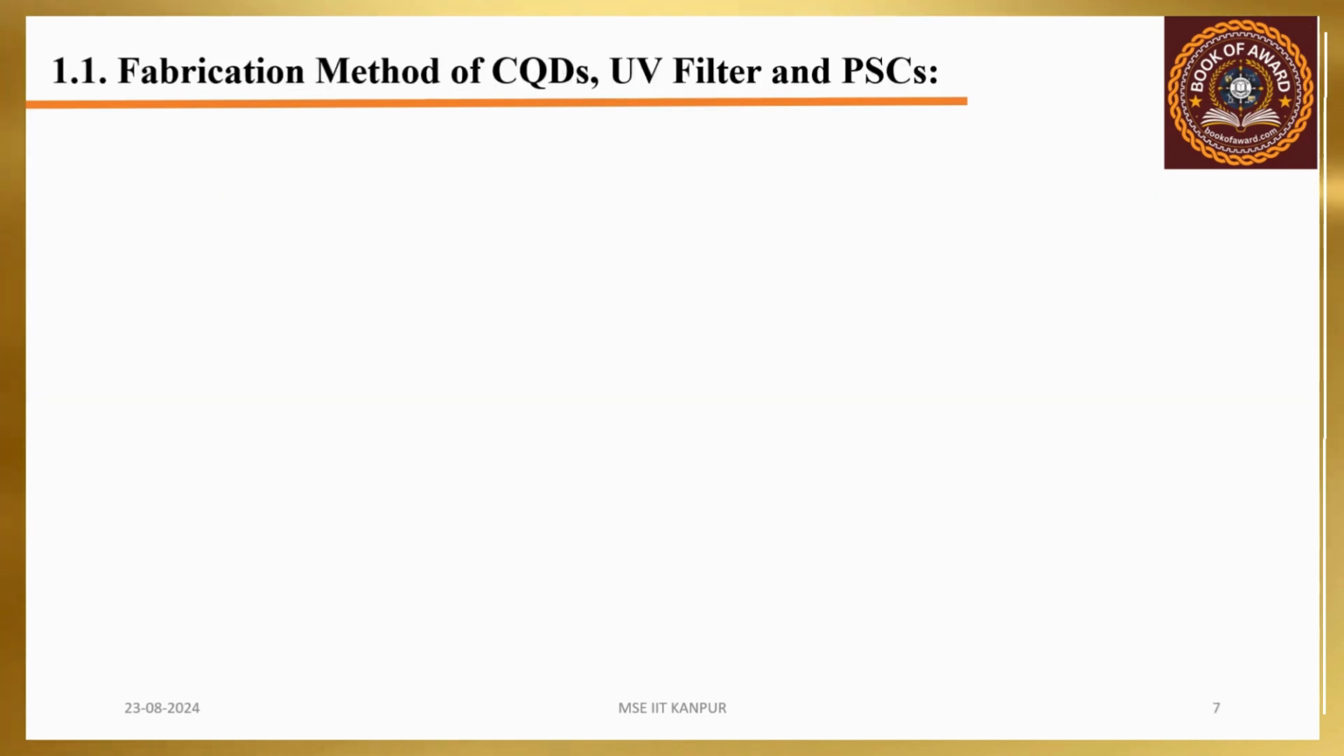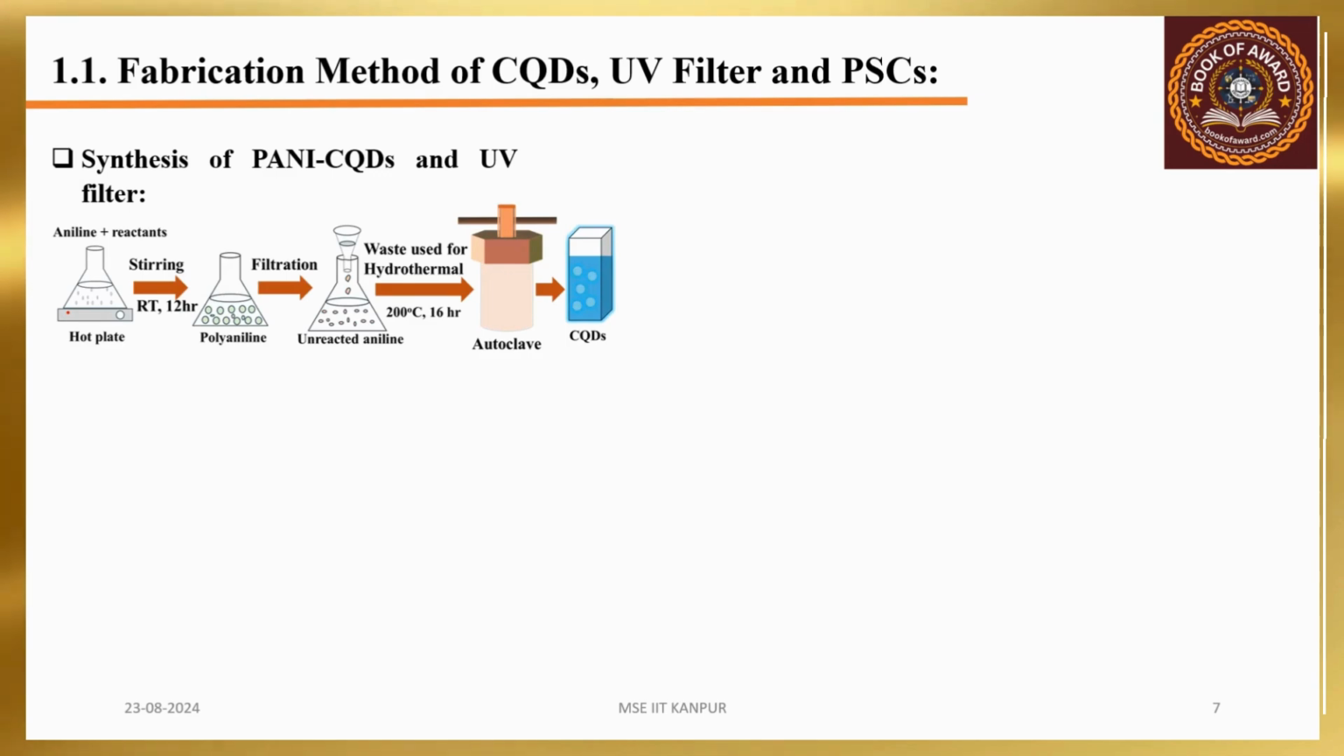To improve the photostability of perovskite solar cells, we have synthesized a new type of PAN-UV filter which acts as a luminescent downshifter in perovskite solar cells. It mainly blocks the UV region of solar radiation and emits blue light. The PAN-carbon quantum dots, which are used to fabricate the PAN-UV filter, are synthesized by hydrothermal reaction at 200 degrees Celsius for 16 hours of washed material obtained after filtration of polyaniline.